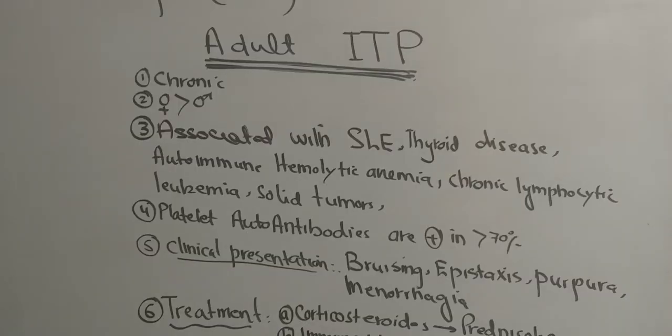In case of the adult immune thrombocytopenic purpura, these patients have got not the acute but the chronic immune thrombocytopenic purpura. It's chronic in duration, and it happens more in the female and less in the male. The female which develop ITP, they have got certain associated autoimmune diseases, which are the SLE, thyroid disease, autoimmune hemolytic anemia, which is also known as the Evans syndrome, chronic lymphocytic leukemia, and there are certain solid tumors which are associated with the ITP in the adults.